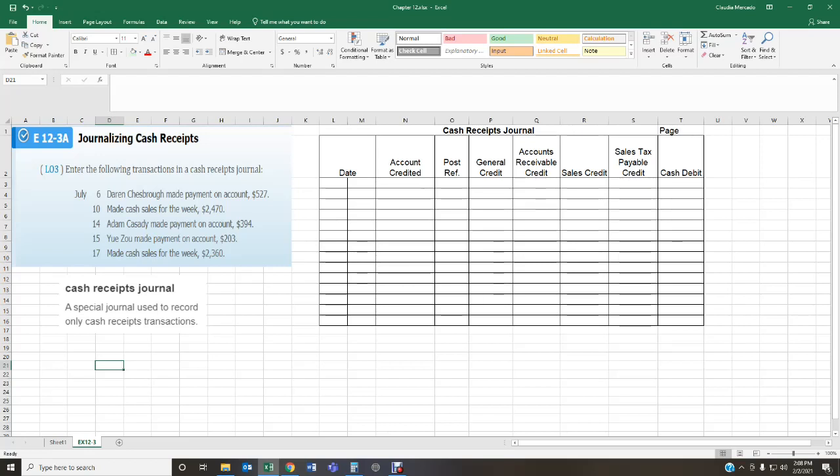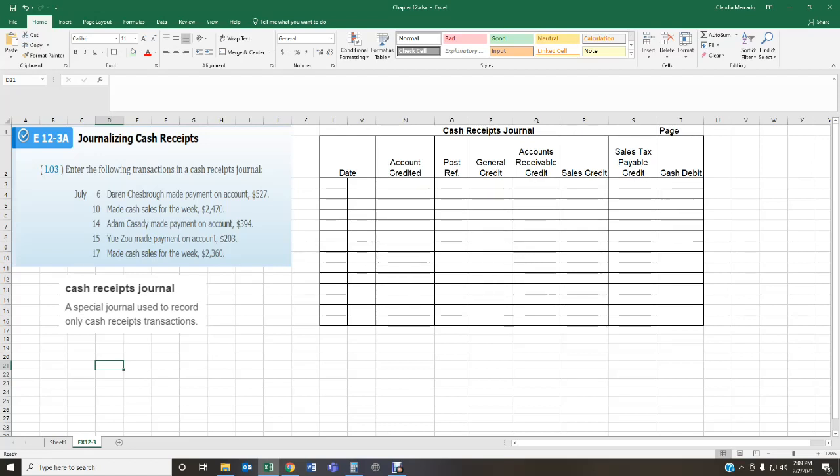A cash receipts journal is a special journal used to record only cash receipt transactions. If you received cash, you're going to record it in your cash receipts journal. I've got the setup of the cash receipts journal already set up here for you. We're going to start off with the date, and then the account that's going to get credited. We're going to have our post reference, our general credit, our accounts receivable credit, our sales credit, our sales tax payable credit, and our cash debit.